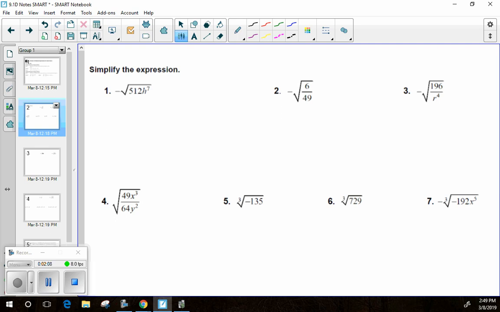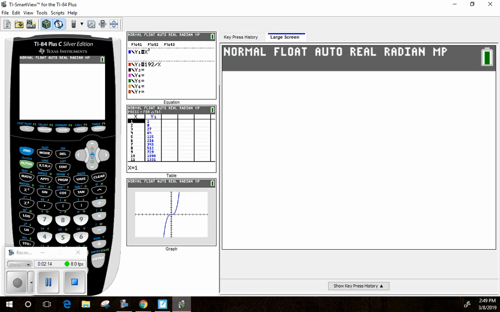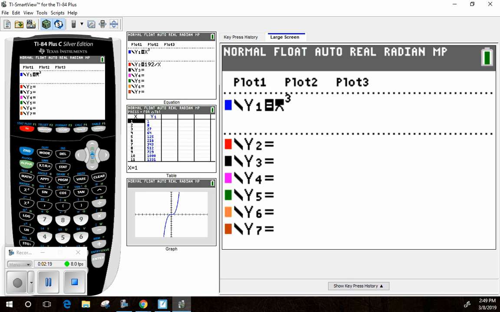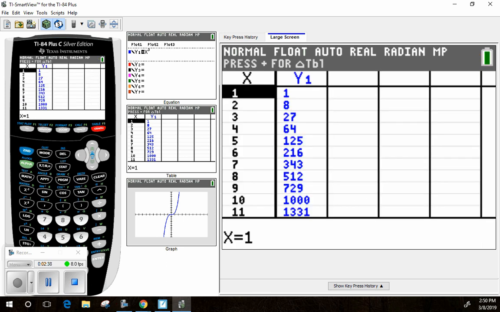We may not be as familiar with that list, so I want to remind you of a quick, easy way to pull it up on your calculator. Go to Y equals, and if a list of perfect cubes is what we're interested in, just put x to the third power. It'll take every single input, 1, 2, 3, 4, 5, and cube it for you. If you pull up your table, there's your list of perfect cubes. You could do that with your perfect squares, or any list you're interested in, any degree.